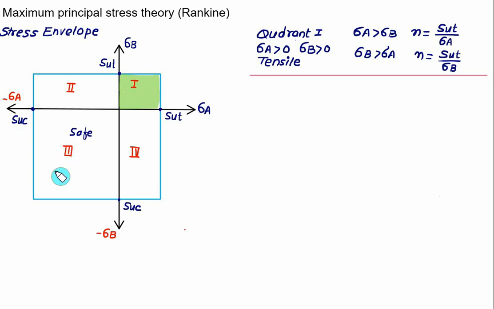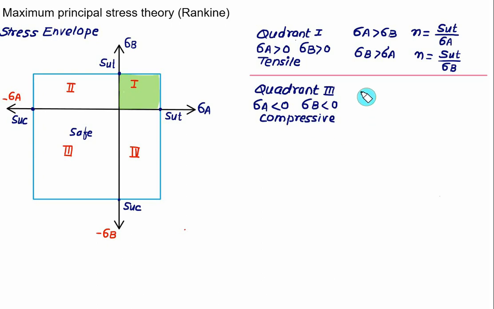In quadrant 3, both the boundary conditions are SUC, that is, the limiting value is SUC, and if the principal stresses lie in the third quadrant, which are lower than the SUC, the part is safe. So in quadrant 3, sigma A less than 0, sigma B less than 0, that is, both the principal stresses are negative, that is, compressive in nature. So you have to compare their magnitude, so you have to take the absolute value. This time the boundary condition is decided by SUC, so there are two possible cases, either the absolute value of sigma A is greater than sigma B.